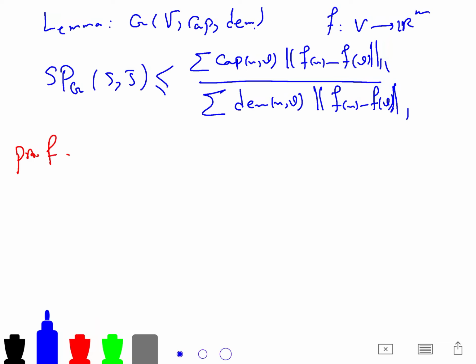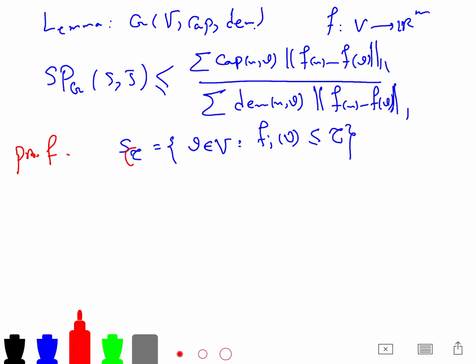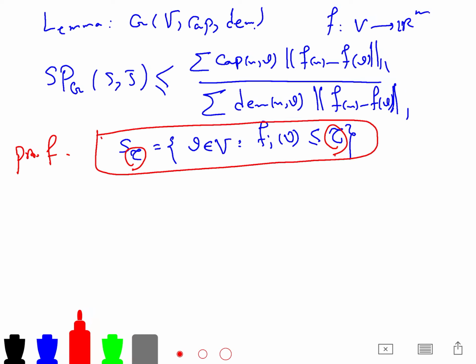And the proof is very simple. The proof uses just these interesting things. First we define S tau, so we create our cluster like this. We say that it is all of the vertices where F_i of V is bounded by tau. So this tau is here. We create our cluster like this. And as you know, F is just a vector: F1 of V, F2 of V, and Fm of V.